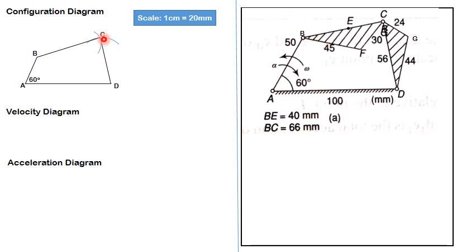So that completes the 4-bar mechanism, and there are other points also like F, G, and E which you have to show. You follow the same procedure. For F, the distances from B and C are given. Use the arc method, and locate F. Similarly, locate G and complete the diagram like this. I have drawn F, and that completes the configuration diagram. Next, I need to go for the velocity diagram.